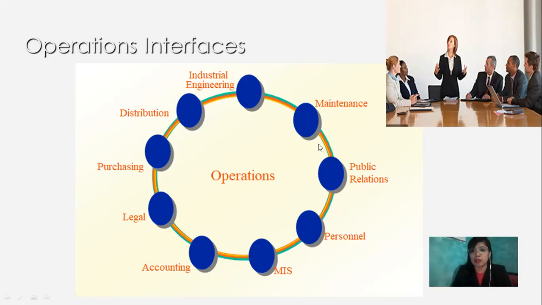Operations interfaces. The operations have different departments or sectors. We have the maintenance, public relations, personnel, the MIS, the accounting, legal, purchasing, the distribution, and the industrial engineering. So these are the components of operations management that an operation manager should manage. Being tasked as a manager in an operation is not an easy task.